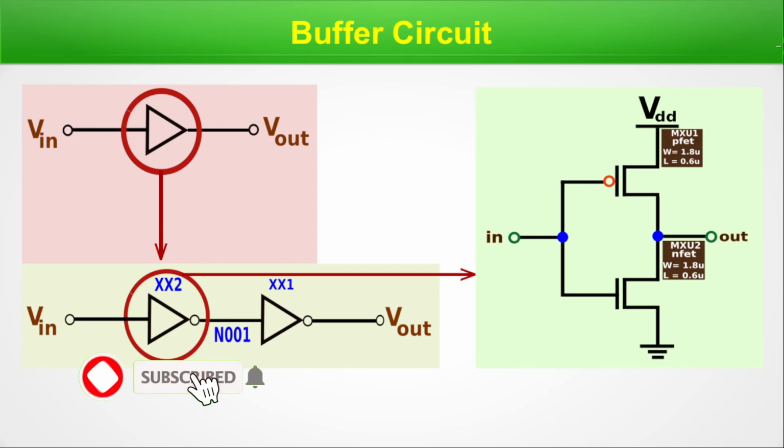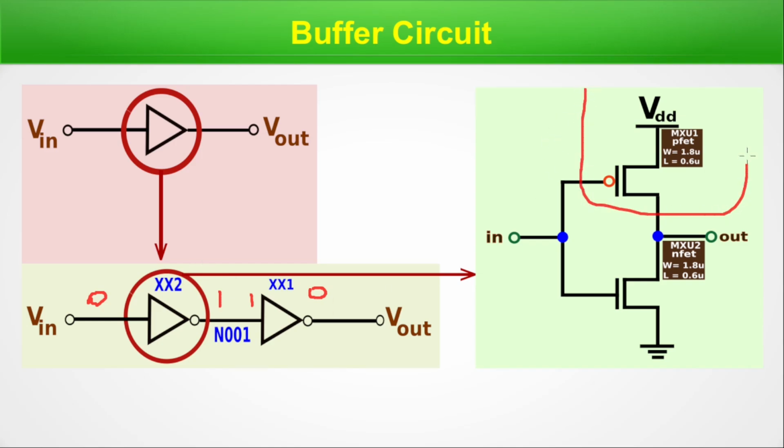Now, buffer circuit. This is a buffer circuit. A buffer circuit is comprised of 2 inverters. So if the input is 0, it will be 1, and since it's 1, it will be 0. So the voltage level has no change. And a single inverter is comprised of 2 MOSFETs. One is a PFET, another one is an NFET. For the PFET, the width and length are mentioned as 1.8 micron and 0.6 micron respectively, and for the NFET it is also the same. So this is the buffer circuit. That data we will use in the spice files.